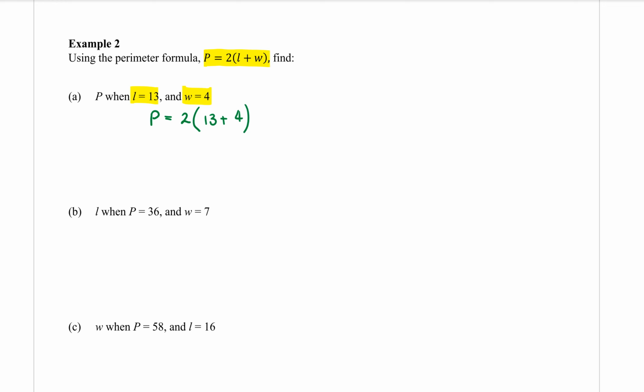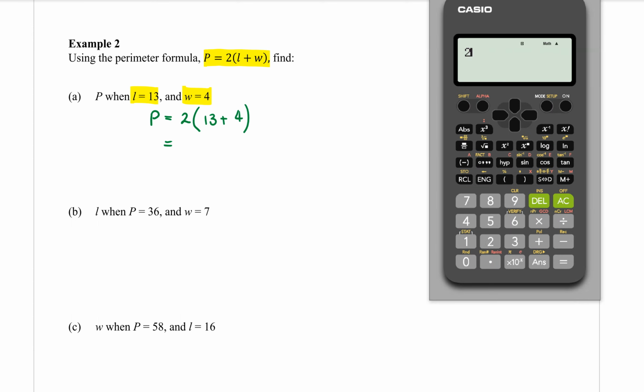The L is 13, and plus the W, which is 4. All the numbers are all on one side together, so we can just type that in our calculator. When the P is on the left, we just have to calculate that. So 2 times bracket 13 plus 4, close bracket, and we get 34.